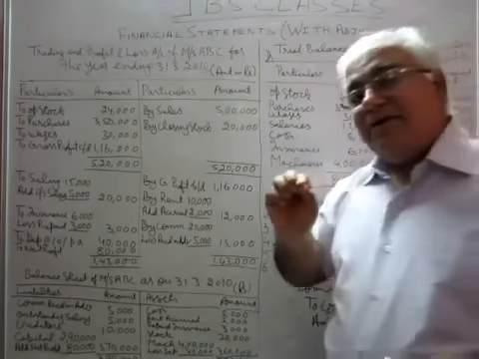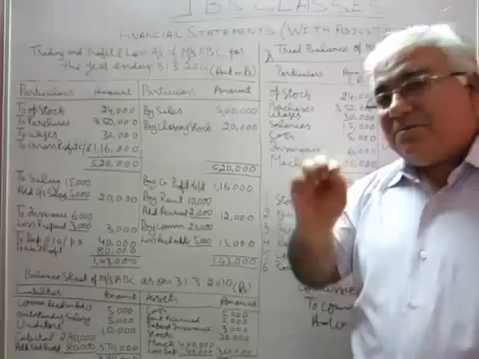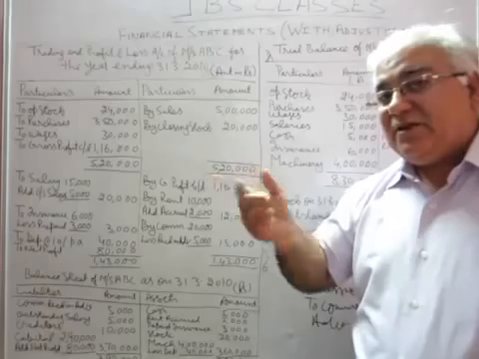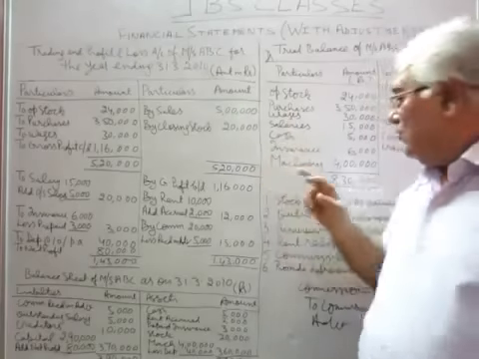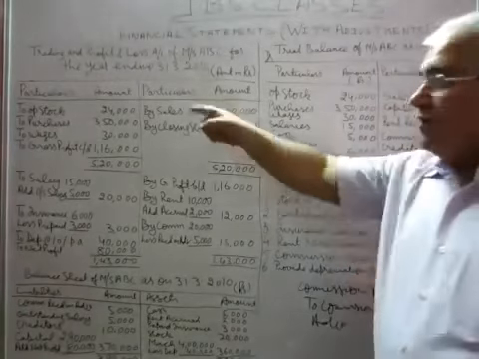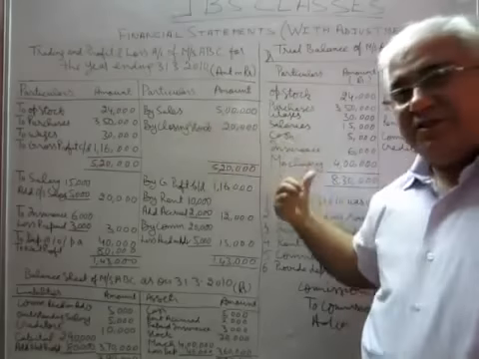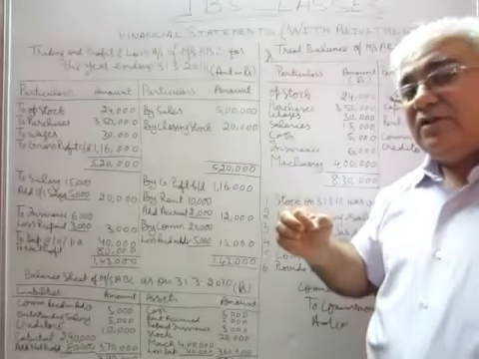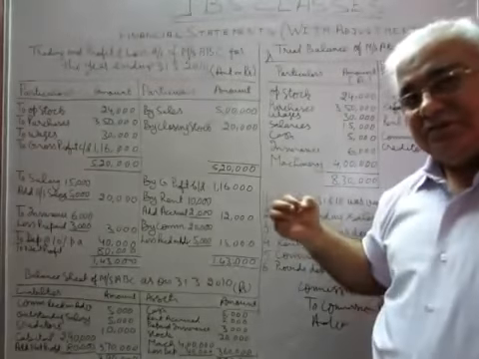Now you must remember that you must charge depreciation on the increased amount, that is 4,60,000. 4 lakh original amount, 50 from purchases, 10 from wages. So depreciation you must charge on 4,60,000.